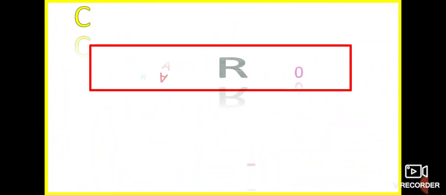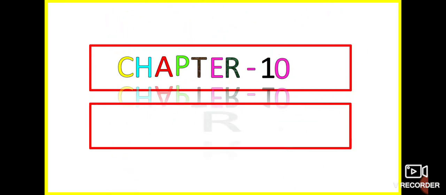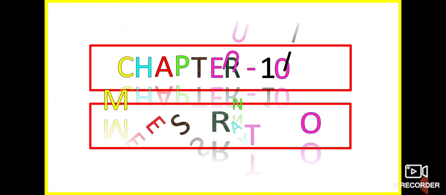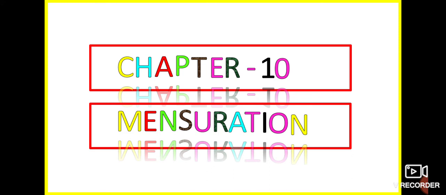First, our new chapter, chapter 10. The chapter's name is mensuration. In this chapter, we have to study perimeter of rectangle or perimeter of different shapes and area, and also word problems in connection with the area and perimeter. Okay, first we have to study perimeter. What is perimeter? Do you remember what is perimeter?